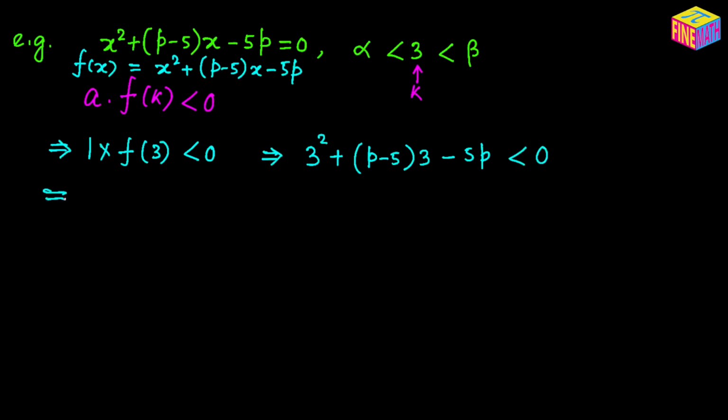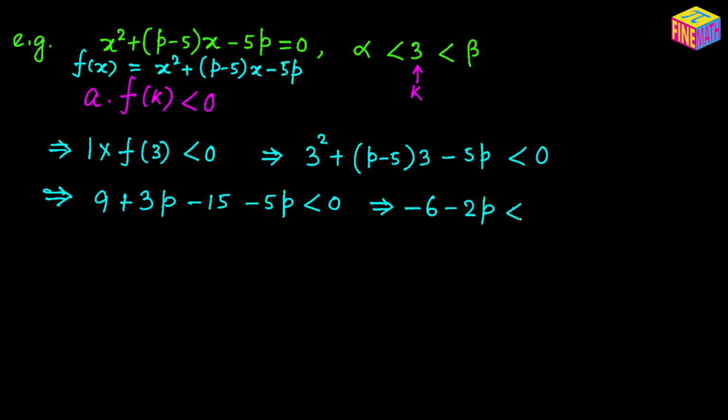Now if we solve a little further, so this is actually 9 plus 3 times p minus 5 times 3, that is 15, so that's negative 15, and then we have minus 5 times p, and this has to be less than 0. And if we solve it a little further, what do we get? We get 9 and minus 15, so that would be negative 6. And then we have positive 3 times p and negative 5 times p, so that would be negative 2 times p. All of that is less than 0.